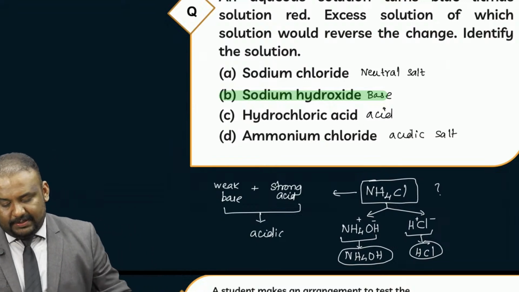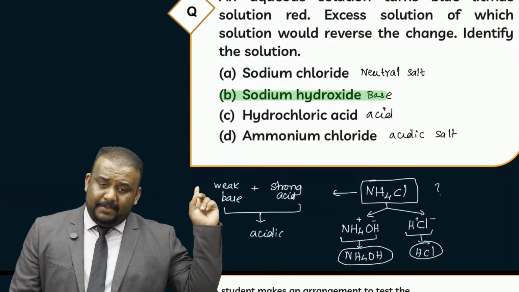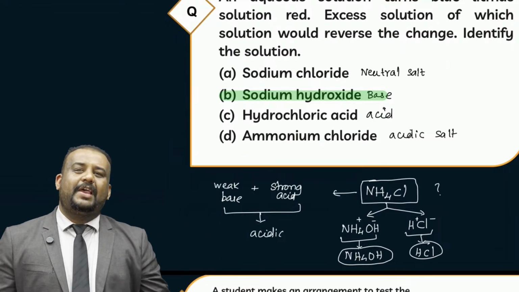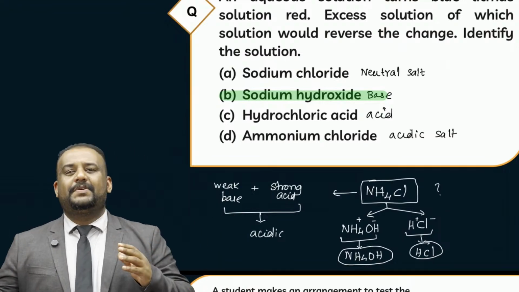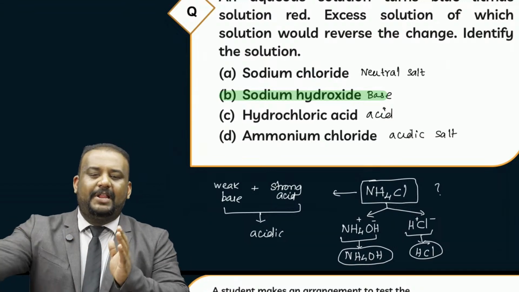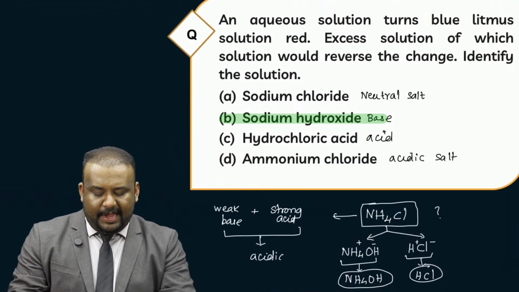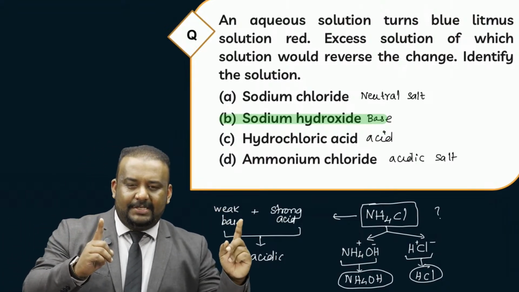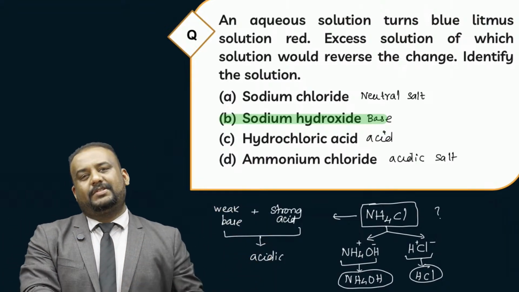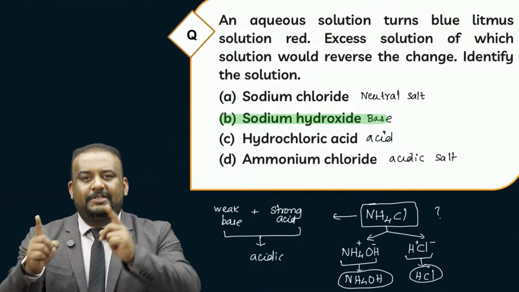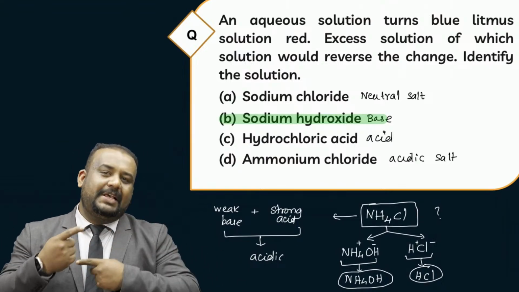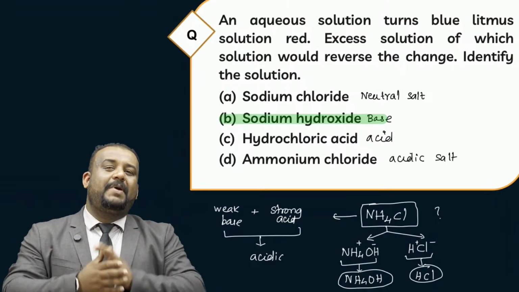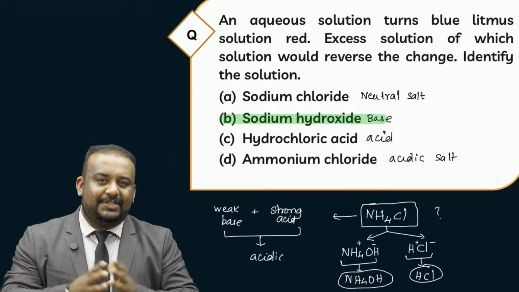An acidic salt. So this is the takeaway from this particular slide. Remember the different types of salts that you get when you combine different types of acids and bases. Let me give a quick recap of that once again. Strong acid and strong base will give a neutral salt. Strong base plus weak acid will give a basic salt. Strong acid plus weak base is going to give an acidic salt.